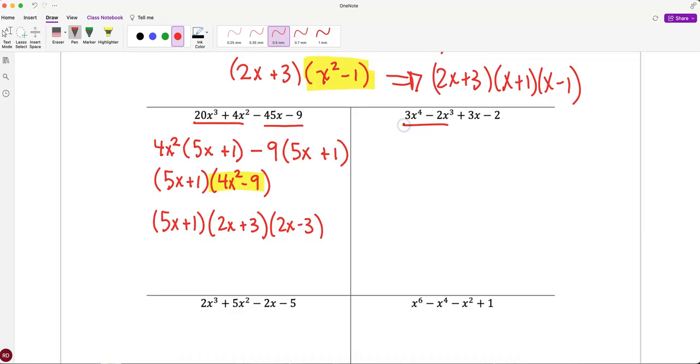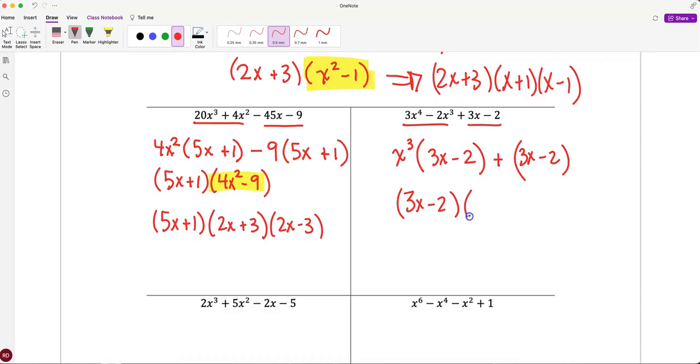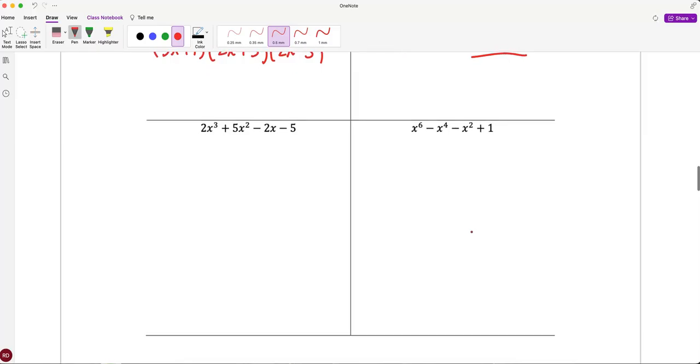This one, same thing. What do the first 2 have in common? It looks like they have an x cubed in common. And that leaves me with 3x minus 2 plus, and then I'm left with 3x minus 2. So this is 3x minus 2 times x cubed plus 1. Now the question becomes, can either of these be factored? This can factor again, but I'm going to leave it to your Algebra 2 teacher to teach you how to factor that one. It's a little bit more complicated, okay?